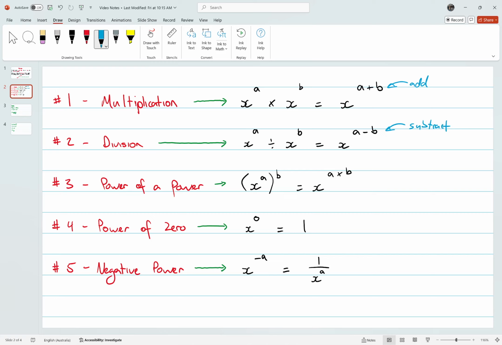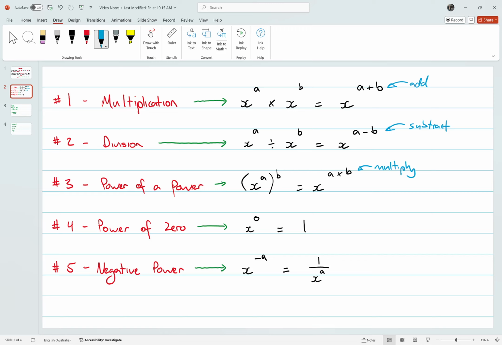Next, if we're doing power of a power, what we mean is we have some number to the power of a number, and then we're taking that to the power of another number. What we do is multiply these two powers. So we have x to the power of a times b. So we're multiplying.